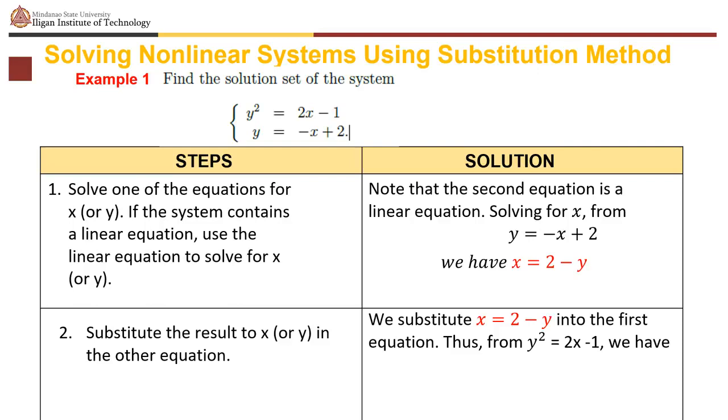And then substitute the result to x or y in the other equation. So we substitute x equals 2 minus y into the first equation. Thus, from y squared equals 2x minus 1, we have y squared equals, we substitute x here with 2 minus y. So solving further, we can distribute 2 and come up with 4 minus 2 times negative y is minus 2y minus 1.